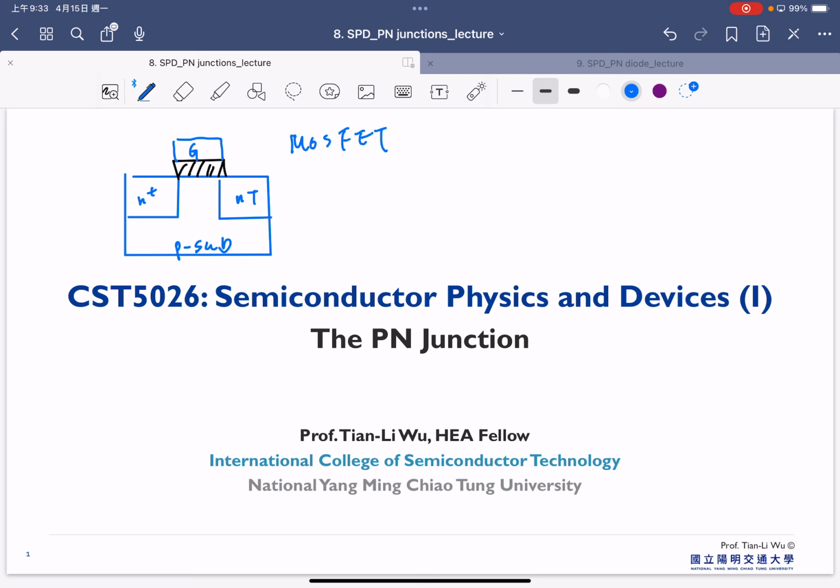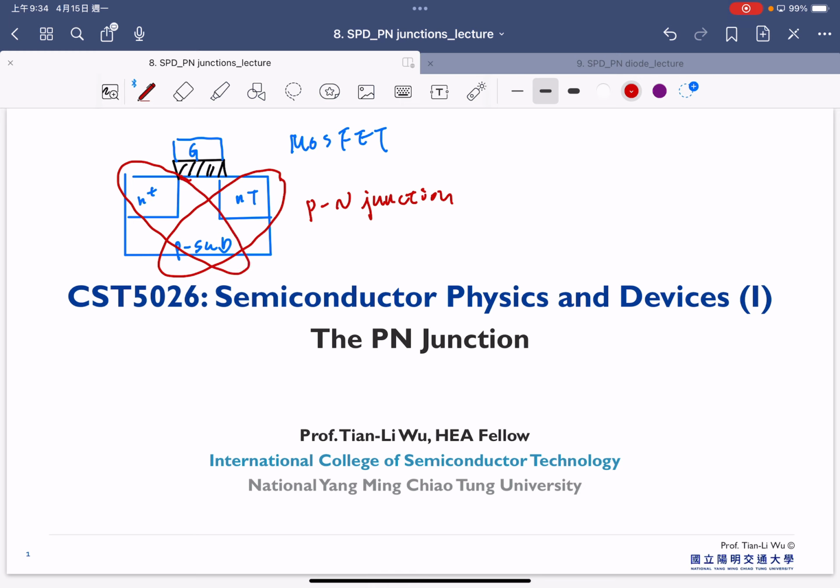But if you look at the MOSFET in detail, you will find out that one of the key components inside the MOSFET is actually also related to the PN junction. So if you look at the right hand side, we have the P and N plus here. So this is a place where we also have a PN junction. And not only one PN junction, actually in the MOSFET structure, we have two PN junctions.